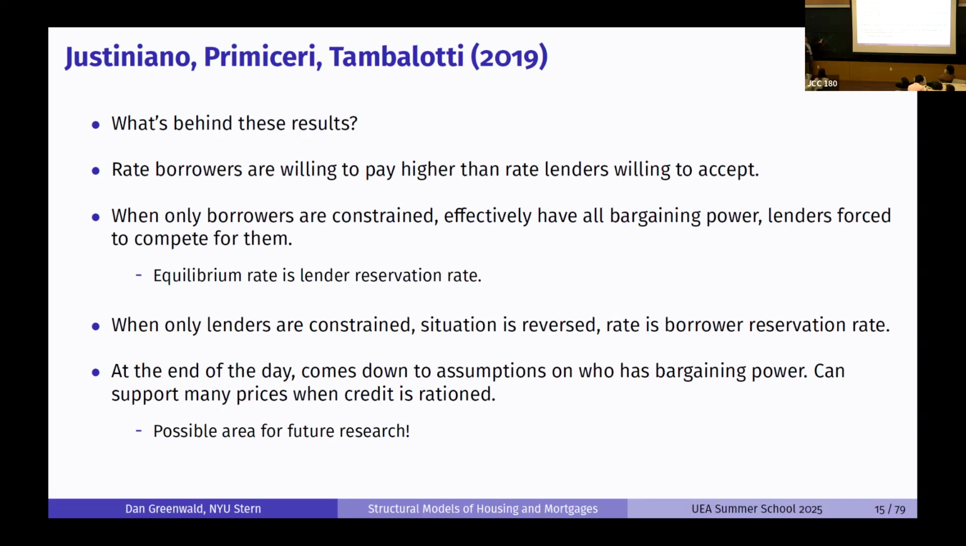My guess is both of these are too extreme, and there's many possible prices. And I don't think it's so much about who's constrained as the fact that there is bargaining power in the mortgage market, and how surplus is allocated is important for what the price ends up being and how that price moves as constraints are relaxed. So I haven't seen anyone, to my knowledge, do a really good treatment of this issue, and I think it would be an area for possible research.